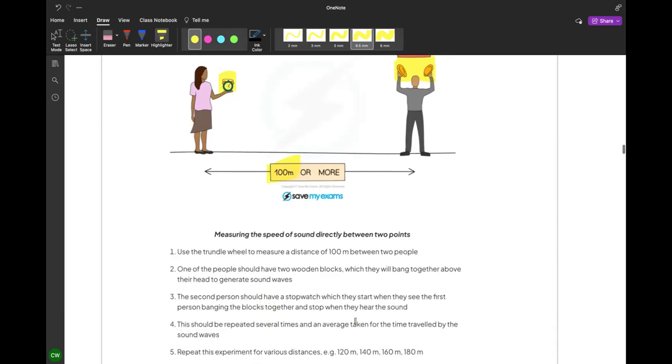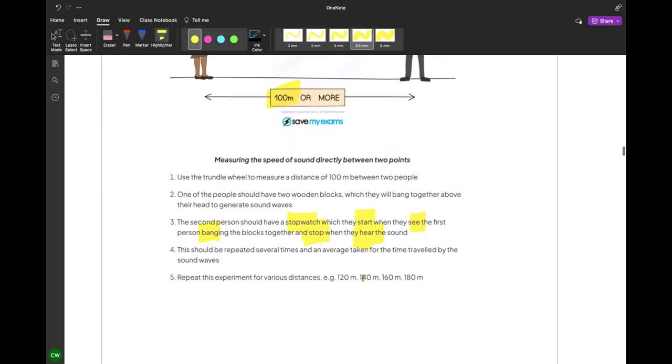Take the time, and then here, you have to stop. Start when you see, stop when you hear. Okay, start here, start when you see, then start the stopwatch. Here, then stop. Okay, then use a different distance to do it.